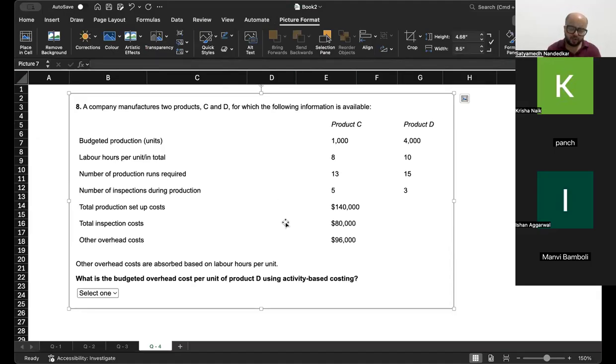What is the budgeted overhead cost per unit of product D using activity-based costing? A company manufactures two products C and D for which the following information is available. Budgeted production in units: 1000 and 4000. Labor hours per unit: 8 and 10. Number of production runs required: 13 and 15. Number of inspections during production: 5 and 3. Total production setup cost 1 lakh 40, total inspection cost 80, total overhead cost 96. Other overhead costs are absorbed based on labor hours per unit.